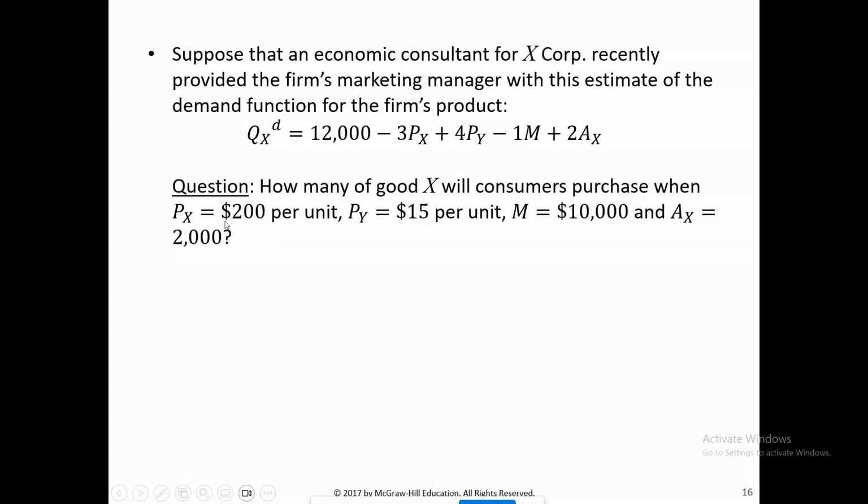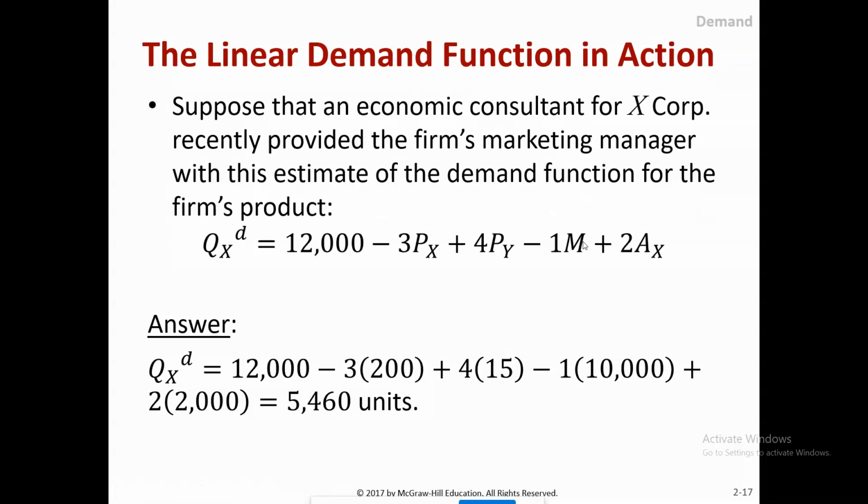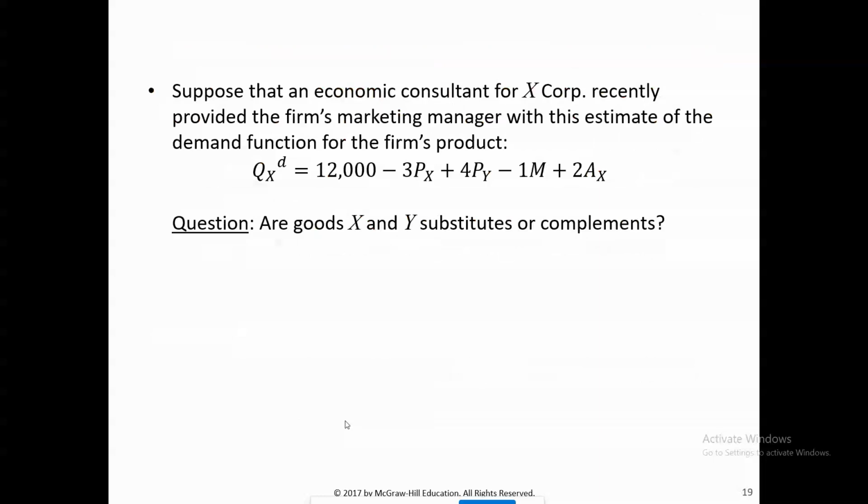This is actually pretty straightforward. You simply need to plug those numbers into the equation and figure it out. This is the answer to that. Now, this question asks you, are goods X and Y substitutes or complements? Pause and think and come back.